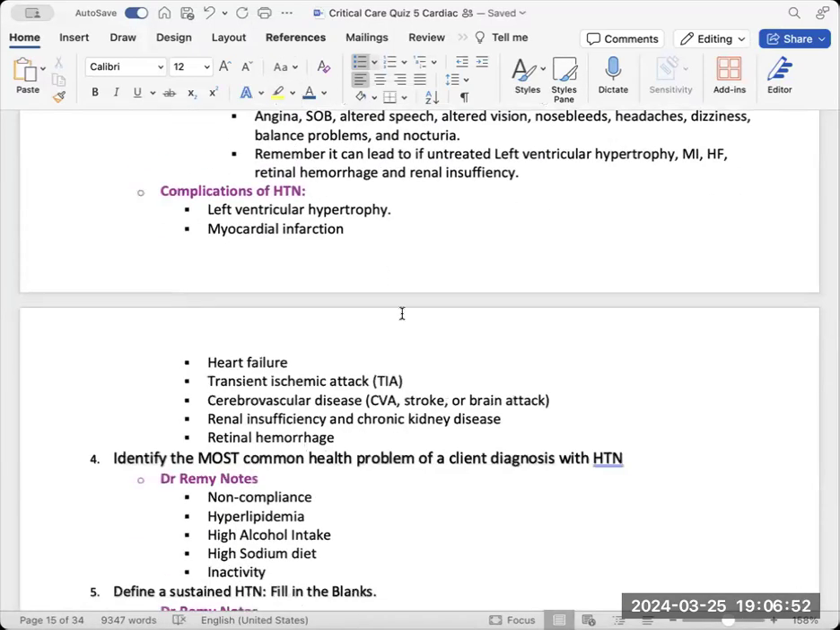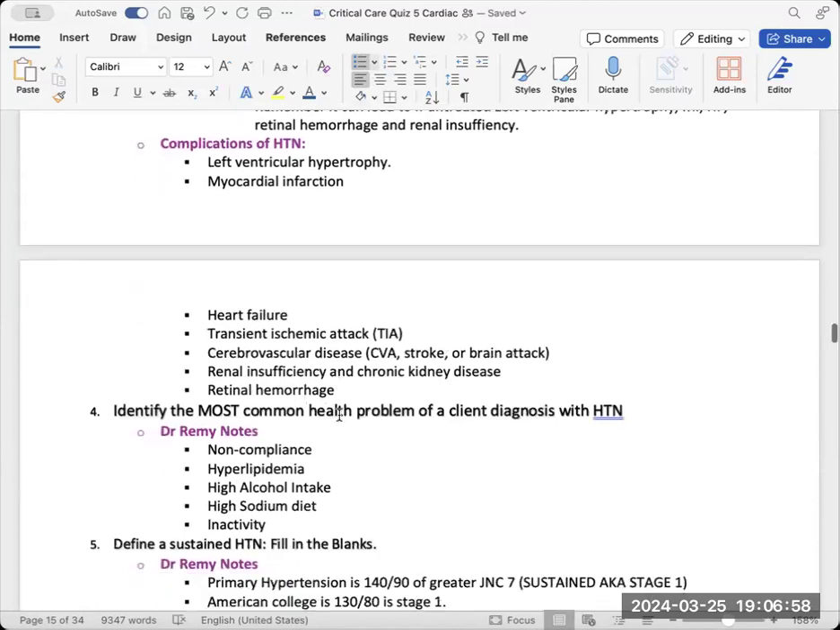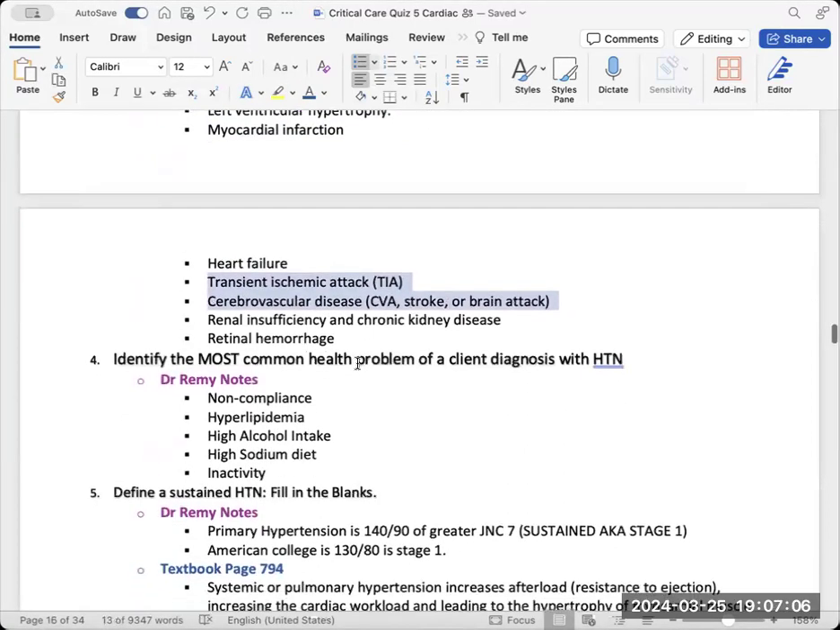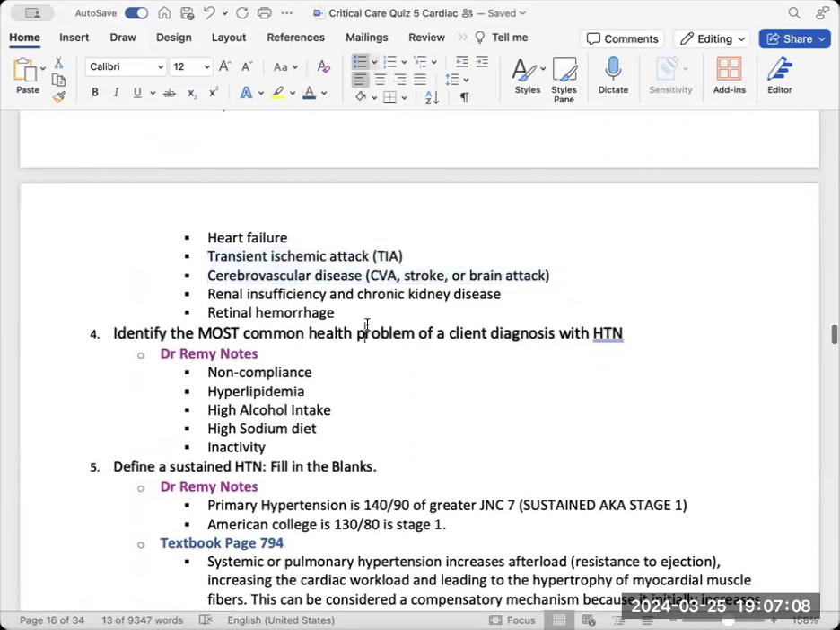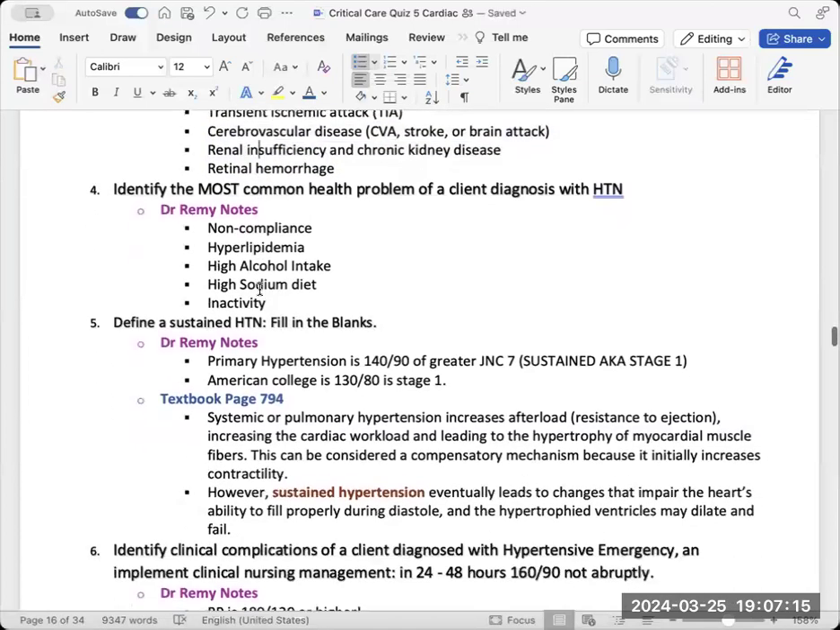Because complications, as I said, think of heart, brain, kidney, eyes. So they can have left ventricular hypertrophy, myocardial infarction, heart failure. So these are our heart complications, right? They could have a transient ischemic attack or TIA, or cerebrovascular disease, so CVA, which means stroke as well. Renal insufficiency and chronic kidney disease for our renal part, and retinal hemorrhage for our eyes.